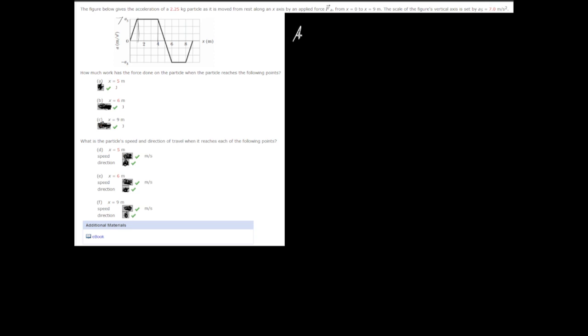Let's see. Area from 0 to 5 is going to equal 7 times 1 plus, it's going to be 1, 2, 3 rows going up to 7. So it's going to be 3 times 7. So this one's going to be, let's see, 21 plus 7 is going to be 28.